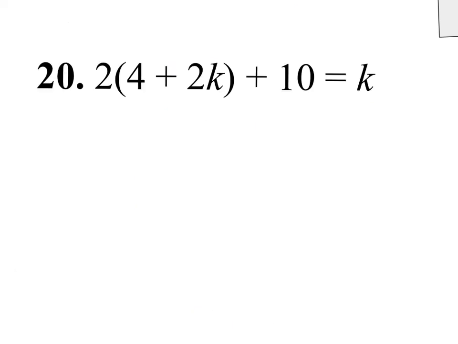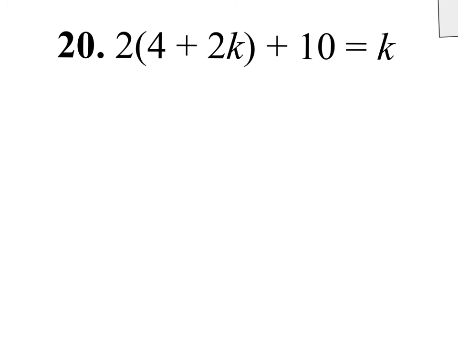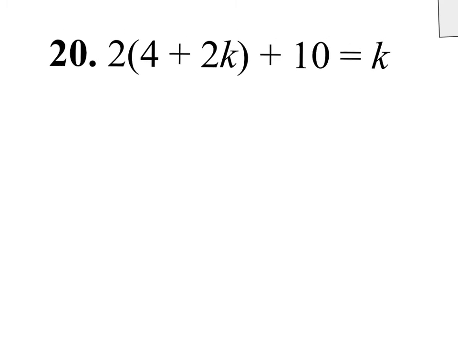Moving on. Final question. The right side of the equal sign, it's just K. Wow, that's just one single letter. That is as simple as it could get. Now the left side of the equal sign, we definitely need to do distributive property and combining like terms.